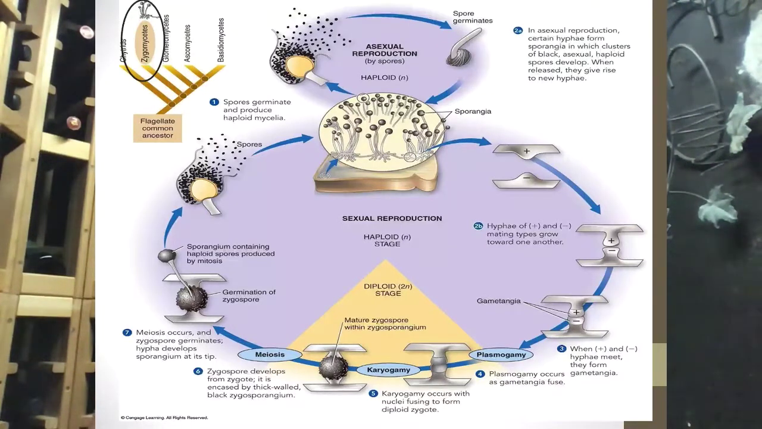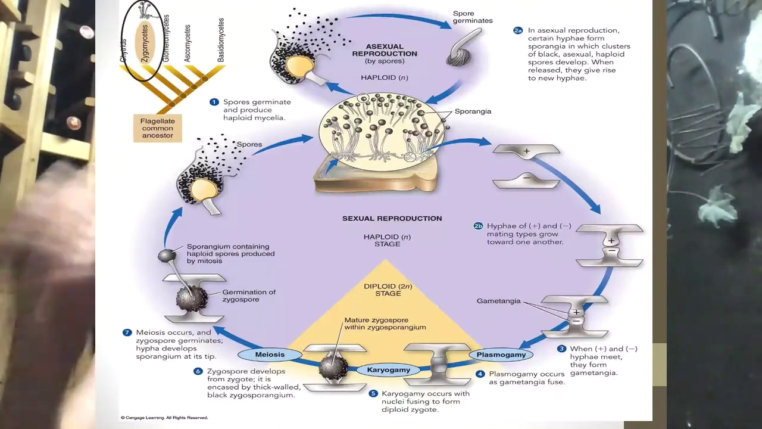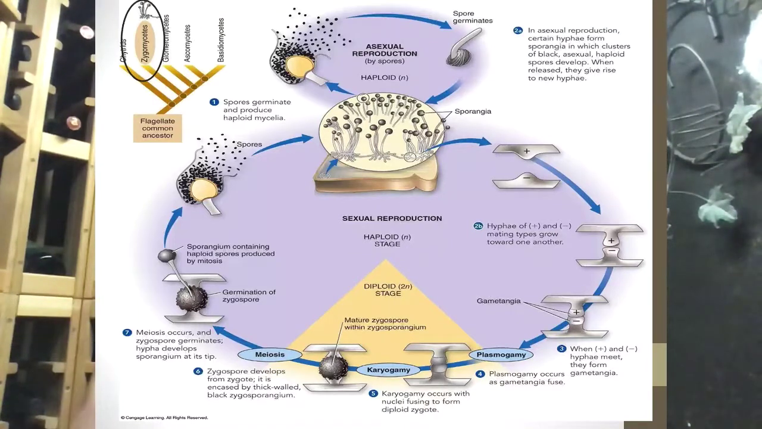So it's 2N. The zygospores within there are dividing by meiosis. That's why we've moved up into the haploid again, into the purple zone. Meiosis is occurring, so all of those spores are developing inside of there, and the zygospore breaks open and releases those spores, and it starts all over again.